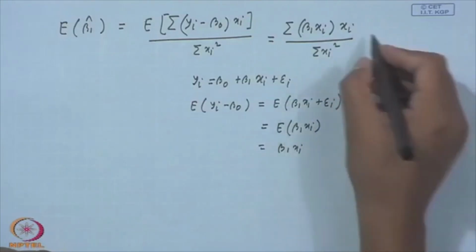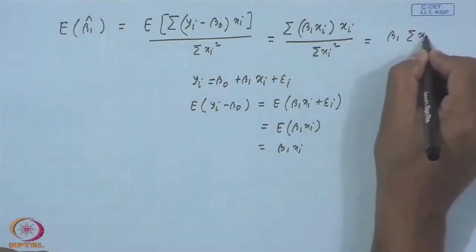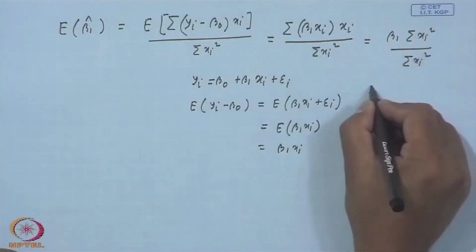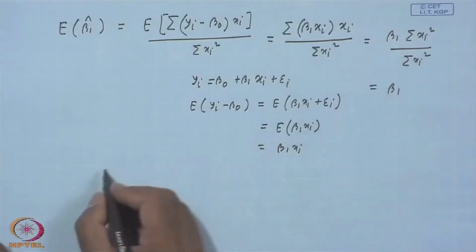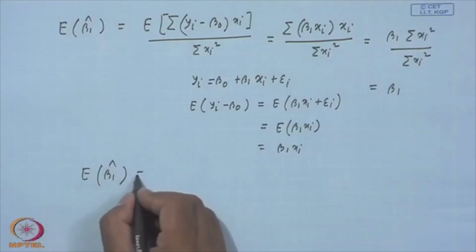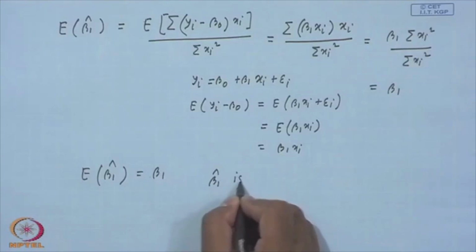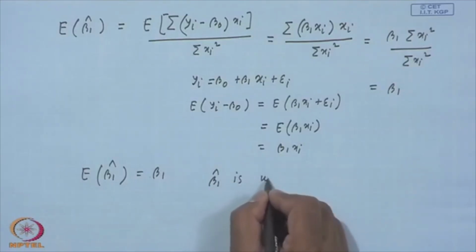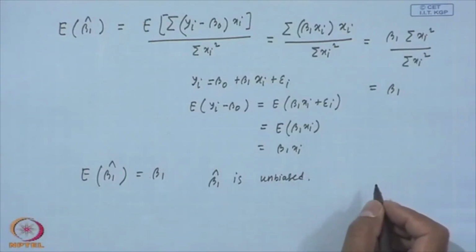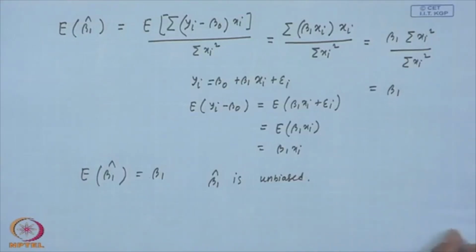Okay. So, this one is beta 1 into summation x I square by summation x I square, that is nothing but beta 1. So, what we found is that expectation of beta 1 hat is equal to beta 1. So, the beta 1 hat is unbiased, right, and we also know the variance of beta 1.